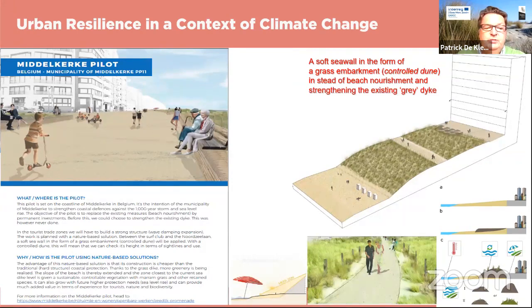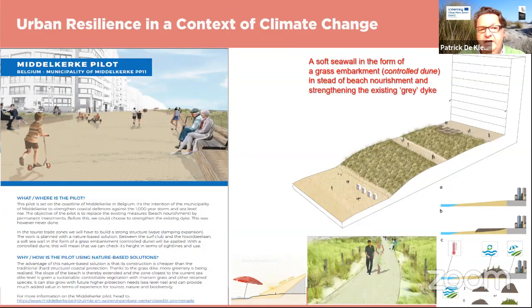For the Interreg 2 Seas Project SARC, we are working together with coastal institutions from England, the Netherlands, and France. In the following slides, I would like to zoom in on the Belgian pilots. The first pilot is situated in Middelkerke.